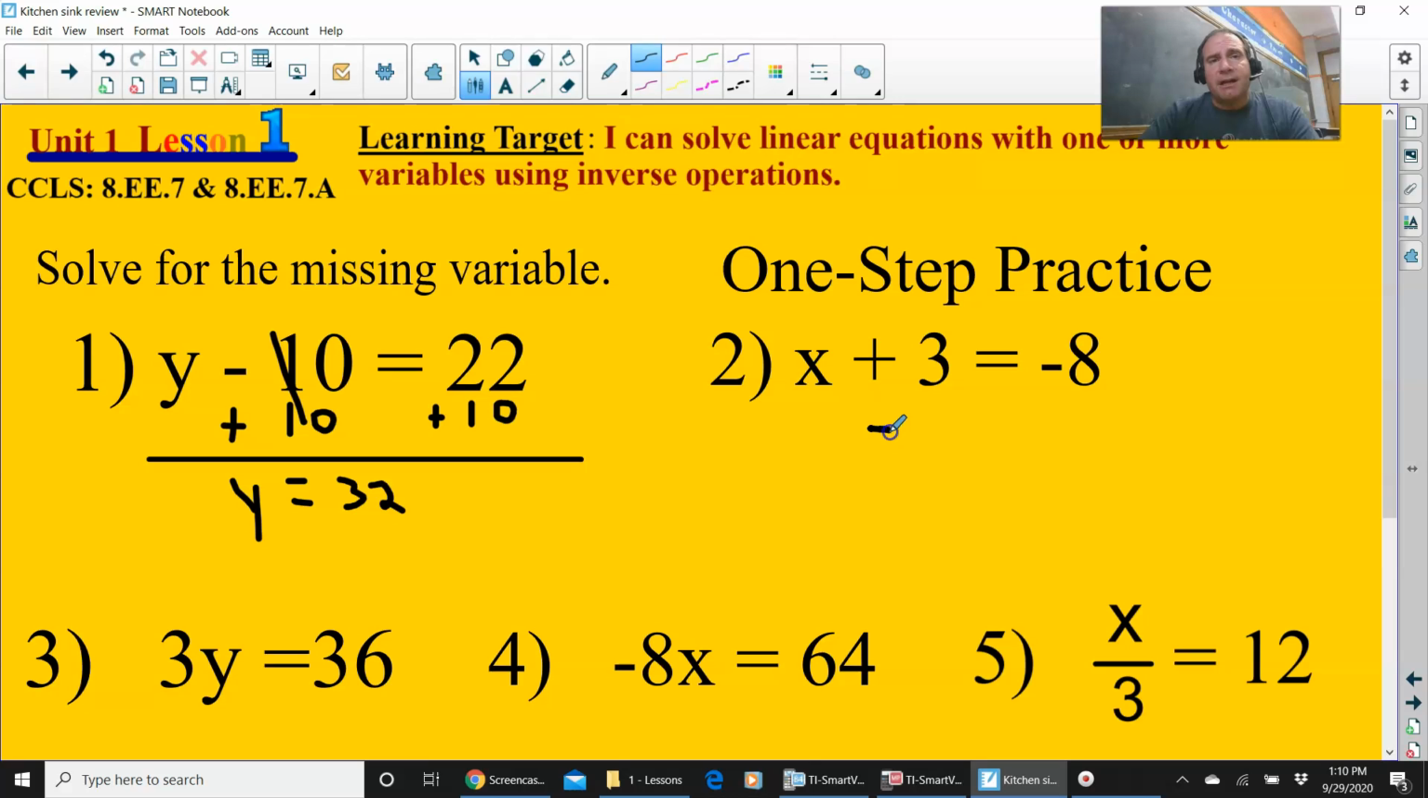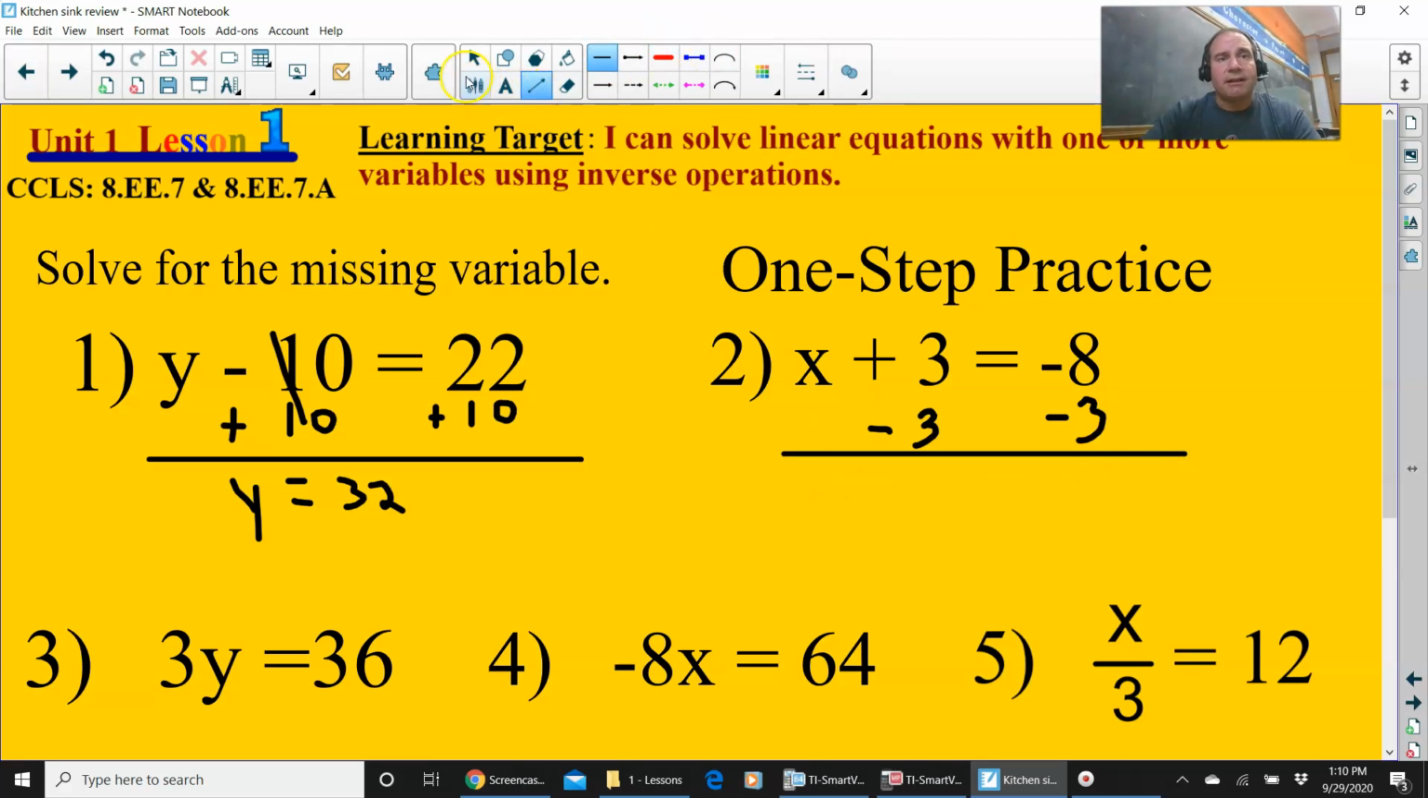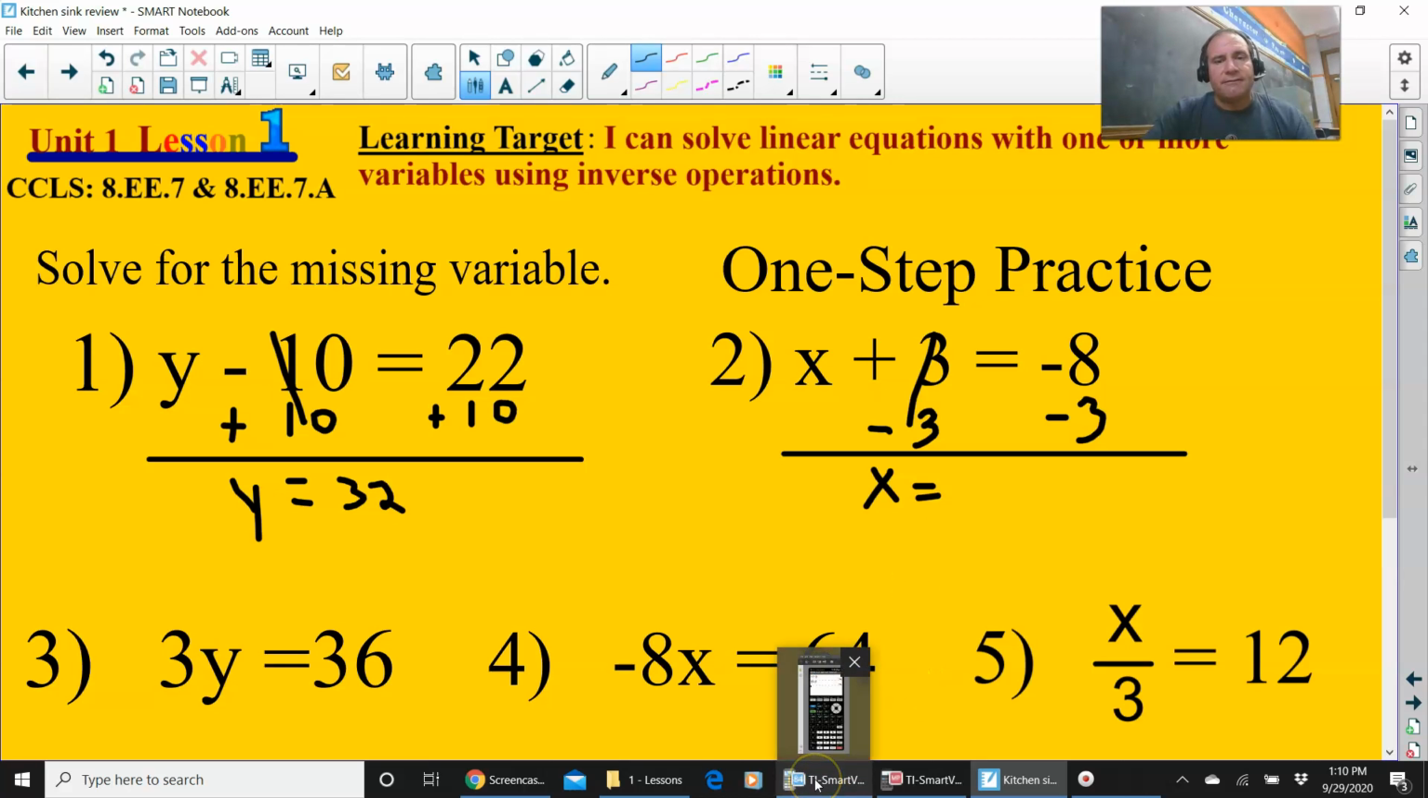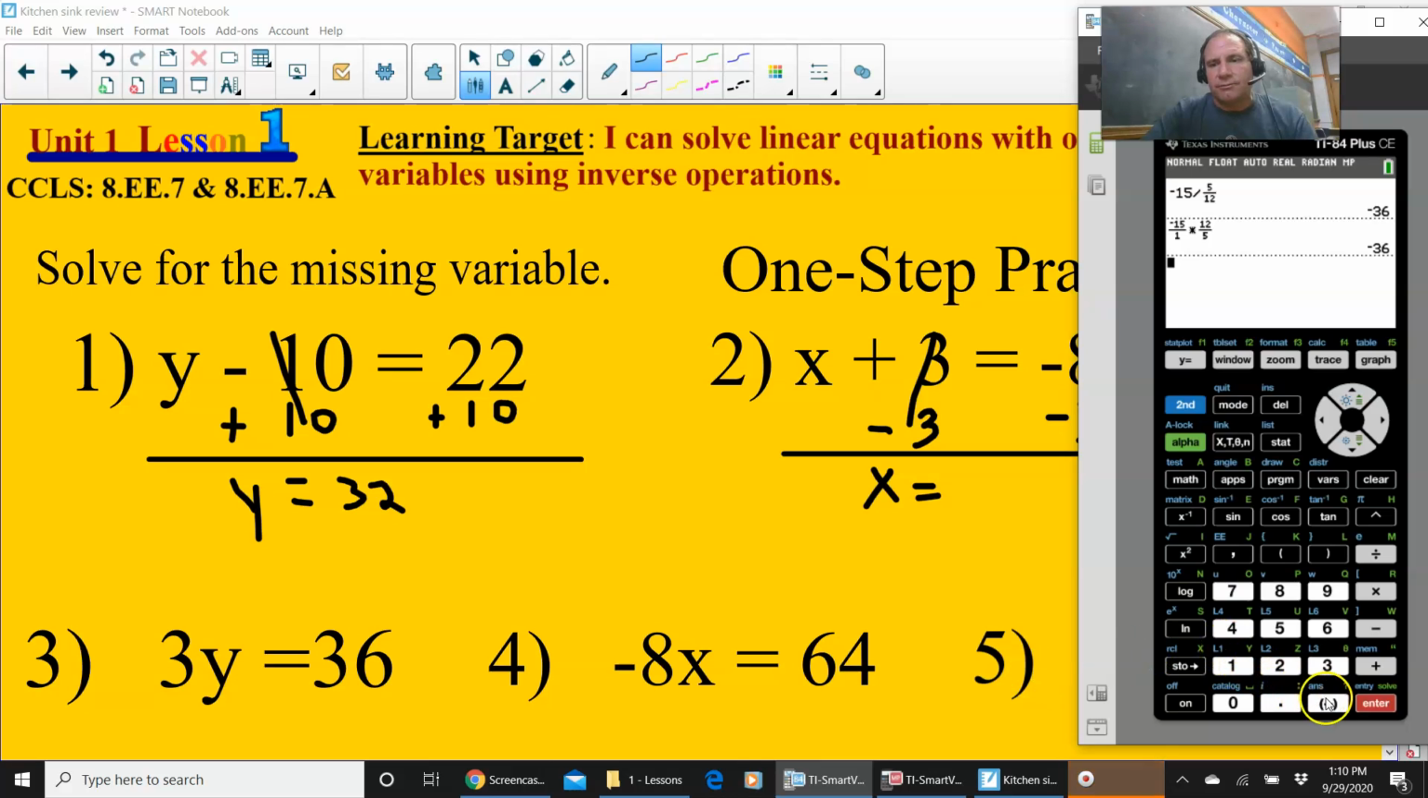So the opposite of positive 3 is negative 3. And remember, if you subtract 3 on one side, you must subtract 3 on the other. This cancels out because that equals 0. X comes down, equals, and negative 8 minus 3. So we're going to put a negative 8 minus 3. Enter, and that is a negative 11.